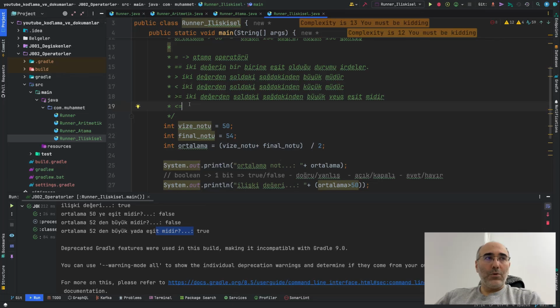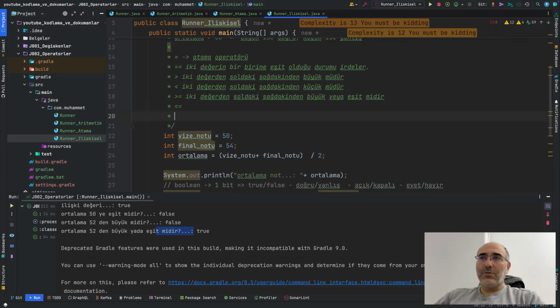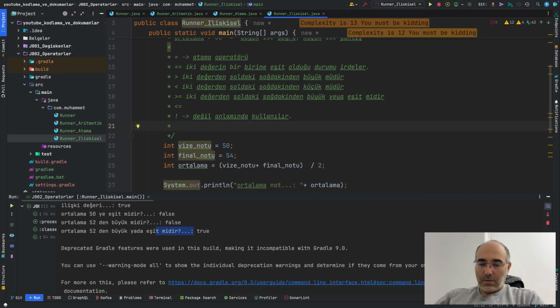And here, we have a question that's different from all the others, friends. We have a question about the exclamation mark. What is it? The exclamation mark actually means not. It's used in that sense. You use it to negate something. What do I mean? When you say exclamation mark equals, it works like this, friends. Are two variables not equal to each other? They are not equal. Is that so? That's what you're asking.